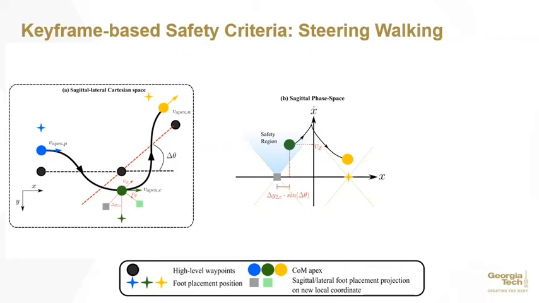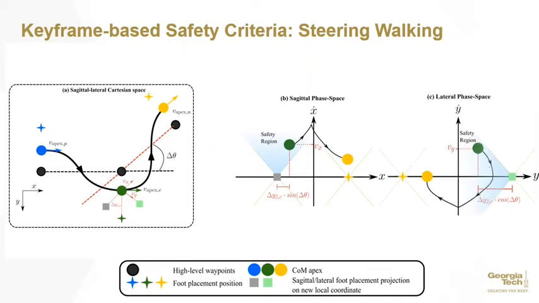In the sagittal phase-based plot, we notice that the apex state is no longer aligned with the foot placement, and to avoid the fall, the phase state needs to be within the safety region, bounded by the asymptote of the pendulum dynamics. In the lateral phase-based plot, the phase state no longer has zero lateral apex velocity. In order to successfully complete the turn and reach the next keyframe state, the phase state needs to be within the safety region.